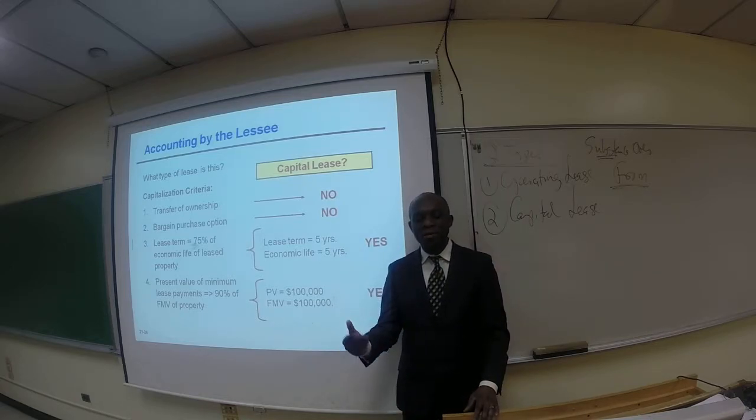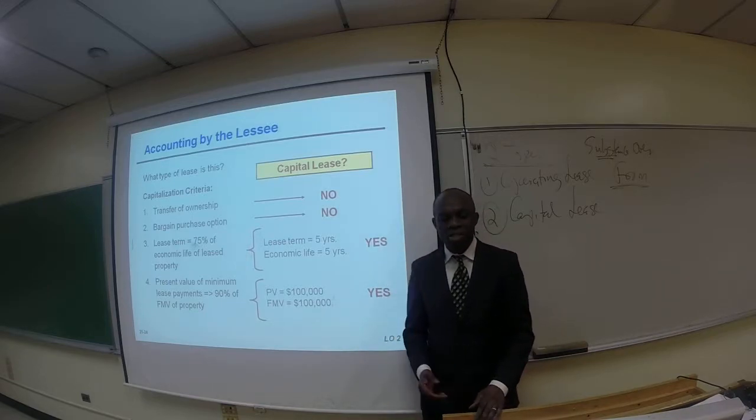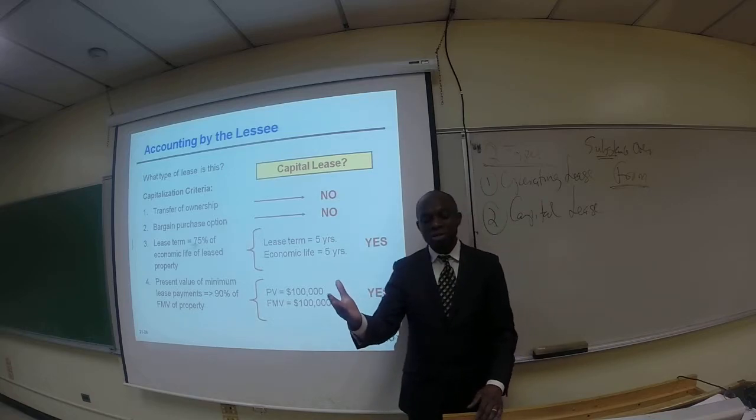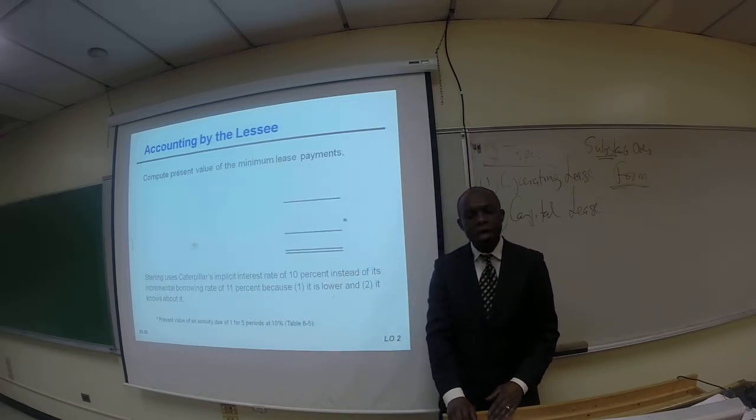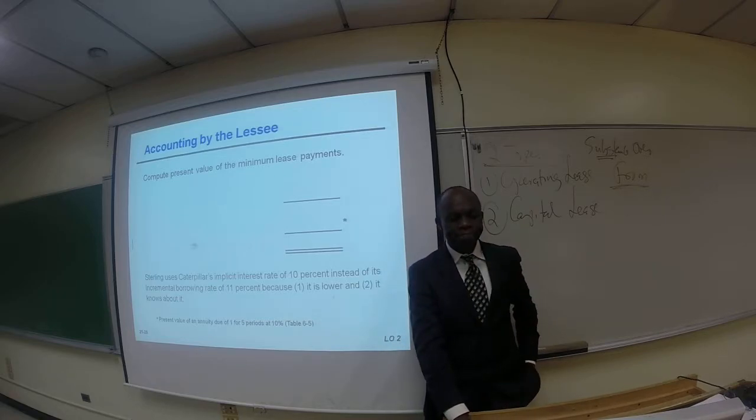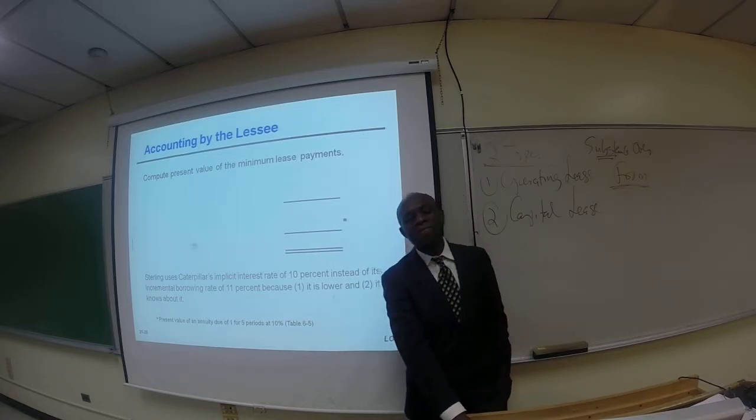Number 4, the present value of the minimum lease payment is greater than 90% of the fair market value. The present value of the minimum lease payment is 100,000. The fair market value is also 100,000. So clearly that criterion is also met. So let's take a look at how we compute the present value of the minimum lease payment.